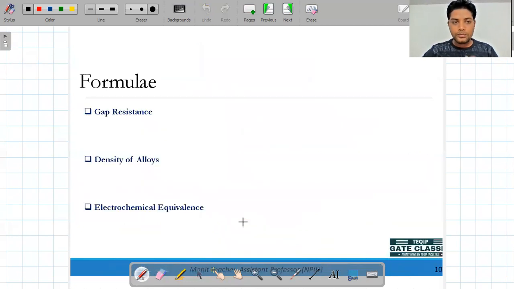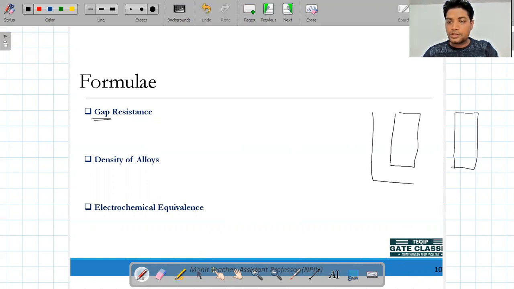Okay. So first is the gap resistance. What the gap resistance is: for example, if we are using two electrodes inside a container, filled with the electrolyte, then this circuit is completed.